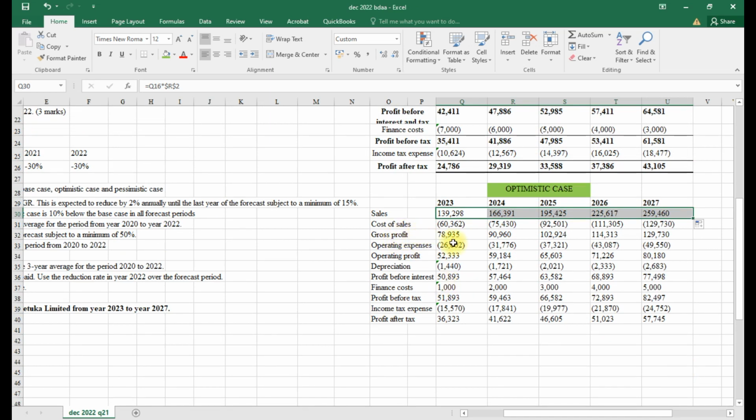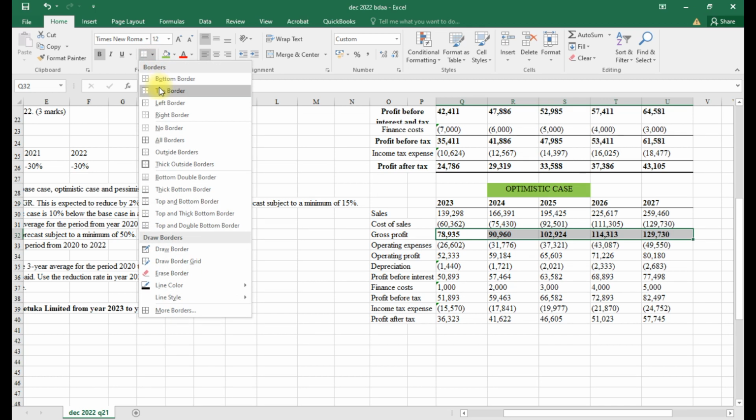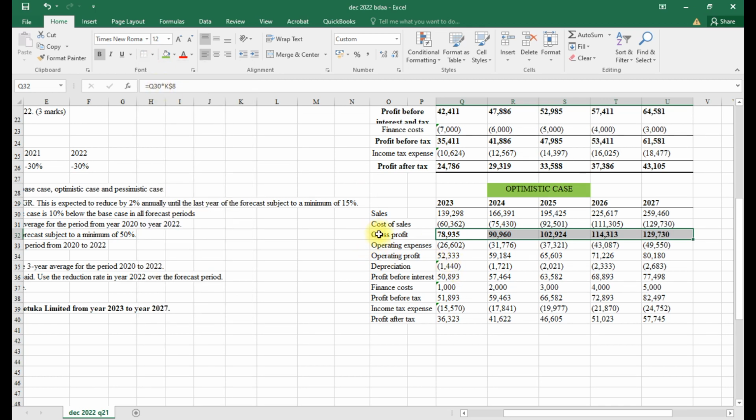I'll just bold this one, and use the top border for that. So that is a gross profit, operating profit.